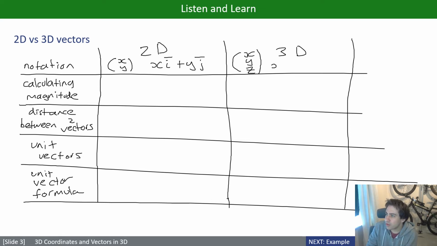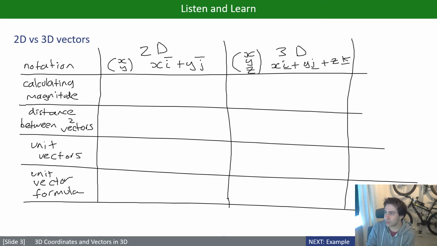And then instead of xi plus yj, you will still have that, but you'll just add on a third. And it makes sense that this would be z. And what would be a natural choice for a third unit vector? i, j, k. Okay, we'll talk about k in a moment. But that's the notation for 3D and 2D vectors.